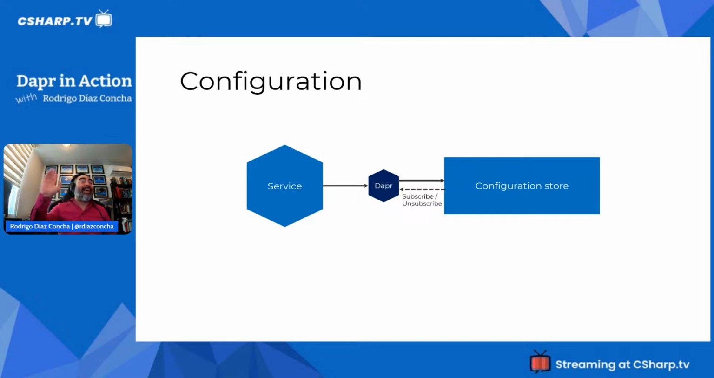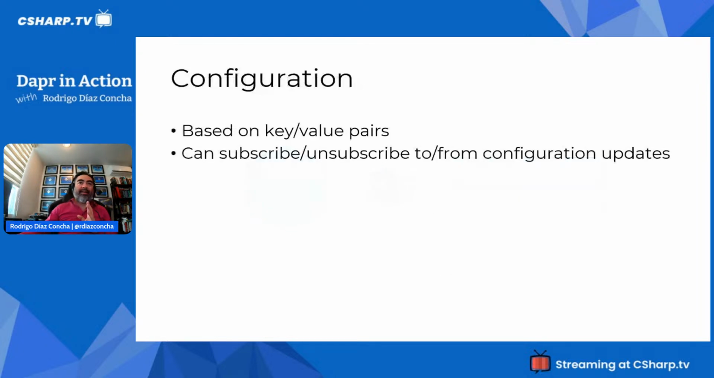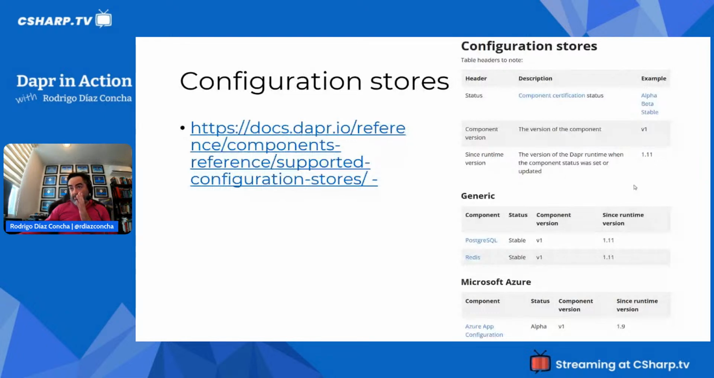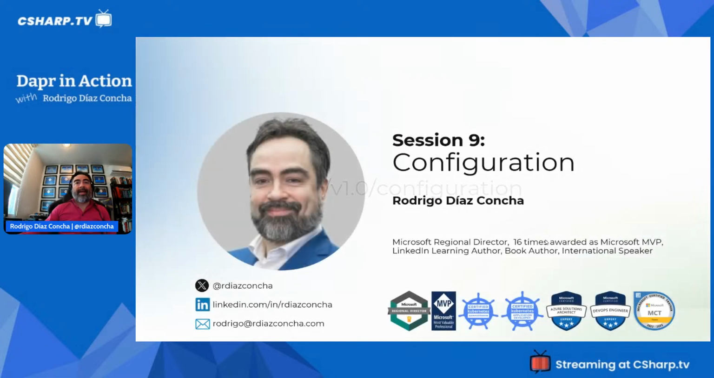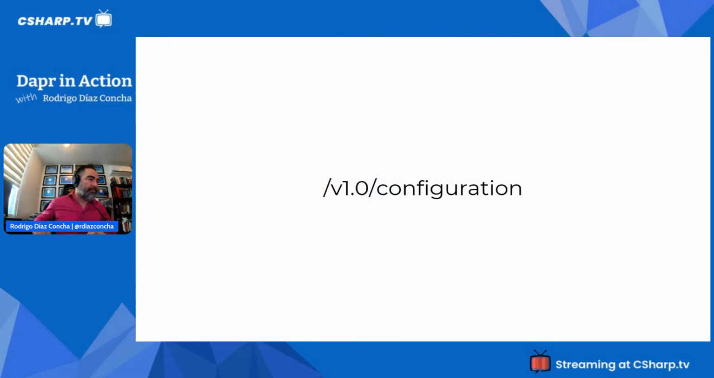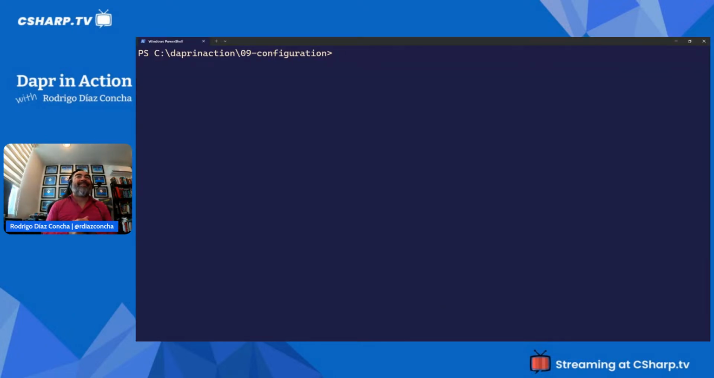Sorry about that. Anyway, with the Dapr sidecar, you connect to the configuration store. You can also subscribe and unsubscribe to those updates based on key value pairs, and that is it. This is the place where I was mentioning the configuration stores. Azure App Configuration is in the alpha status, and PostgreSQL and Redis, those two are in the stable phase. And the endpoint is configuration. That's it.